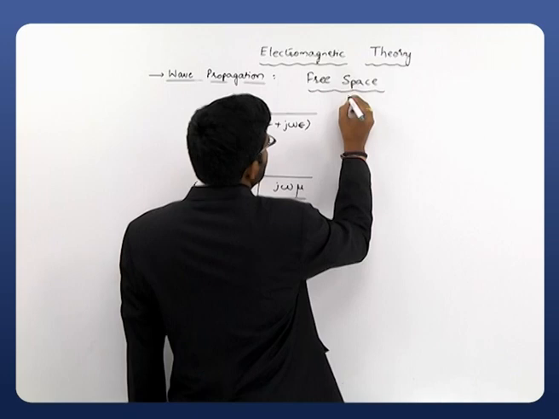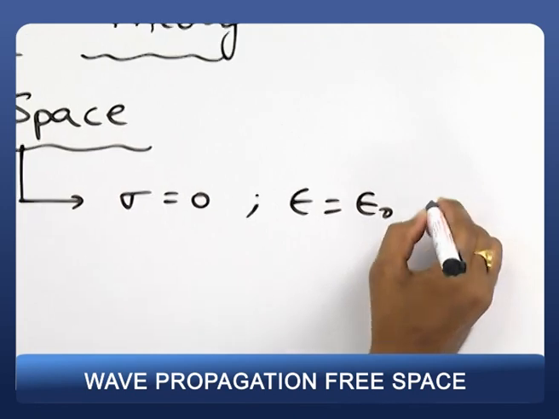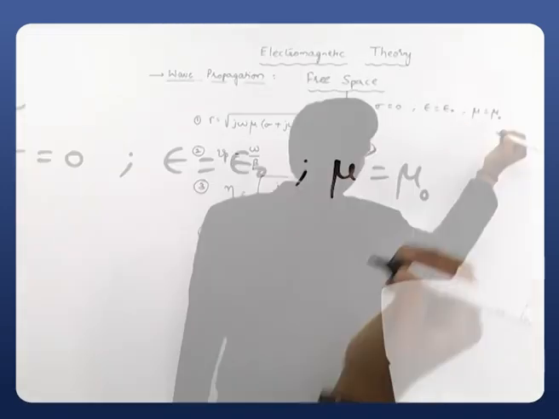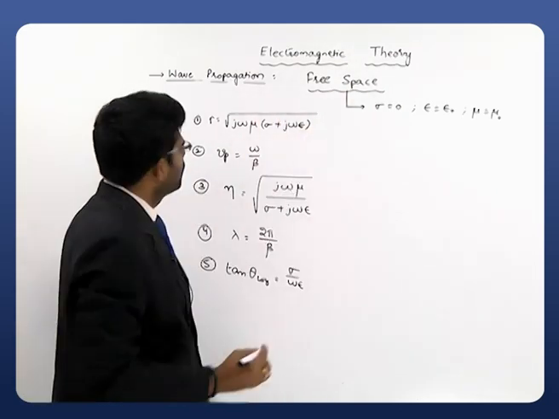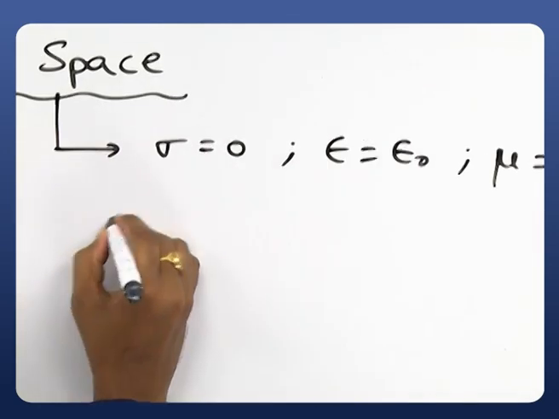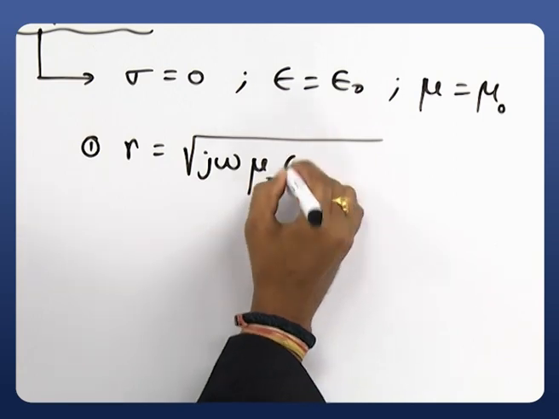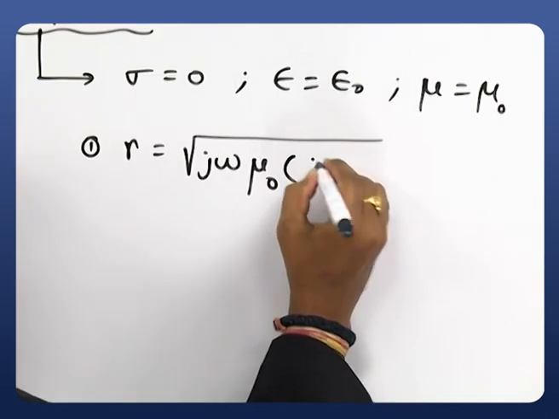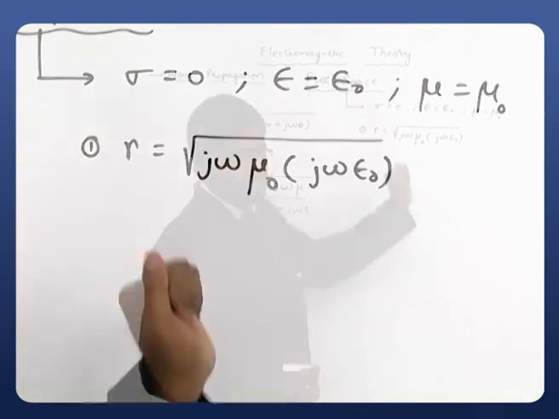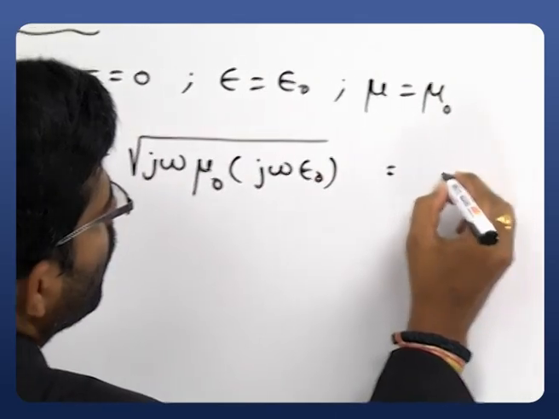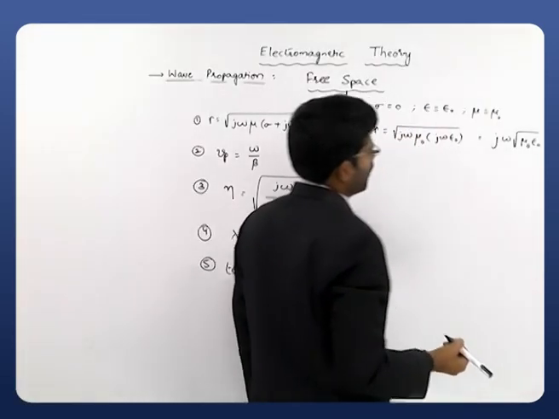Clearly, free space has conductivity sigma equal to 0, epsilon equal to epsilon naught, and mu equal to mu naught. The analysis is very similar to the previous one. We just have to replace these quantities here. Then what is our gamma? Initially we will get gamma. Gamma is equal to root of j omega mu naught into, sigma is 0, just j omega epsilon naught. So j omega mu naught into j omega epsilon naught, which is equal to, similar to the previous one, j omega root mu naught epsilon naught.